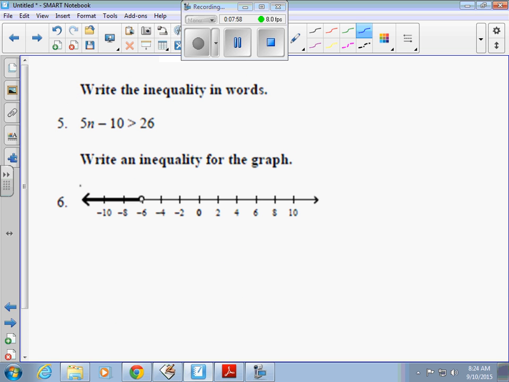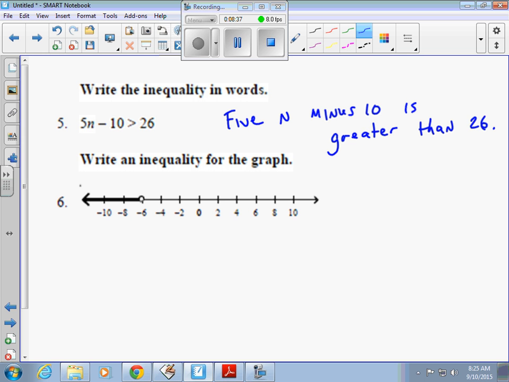Write the inequality in words. However you would read this out loud is what you're going to write down. So 5n minus 10. And this is really the part it wants to make sure that you know. It wants to make sure that you know how to say this next symbol. Not just say that arrow that goes that way or whatever. No. Is greater than 26. 5n minus 10 is greater than 26.